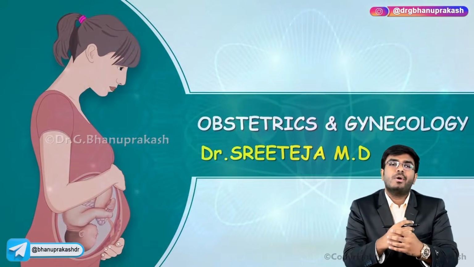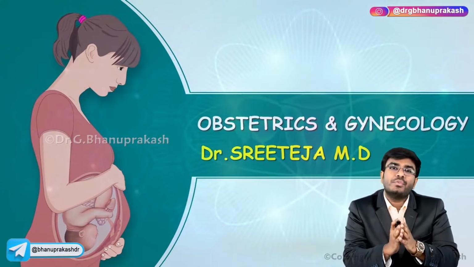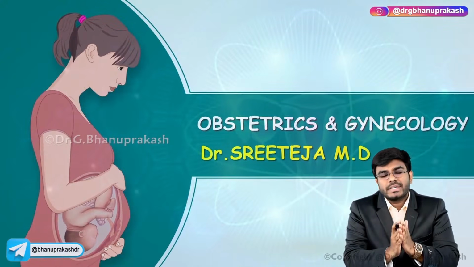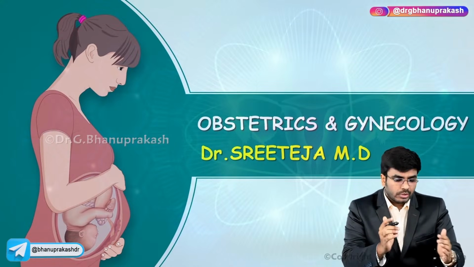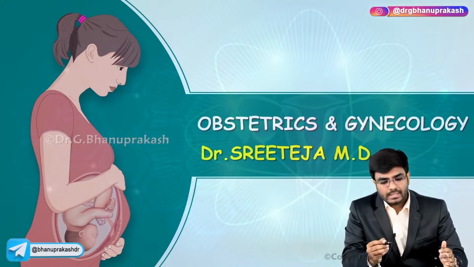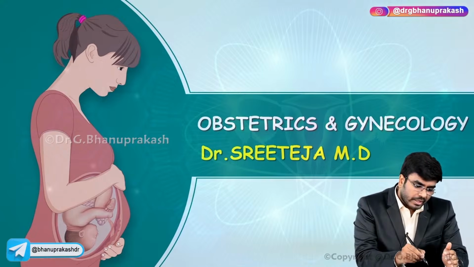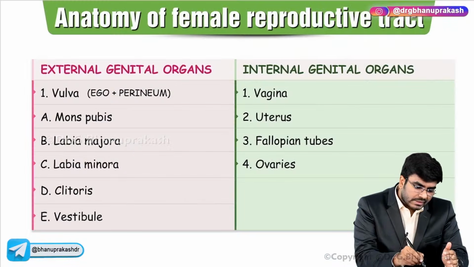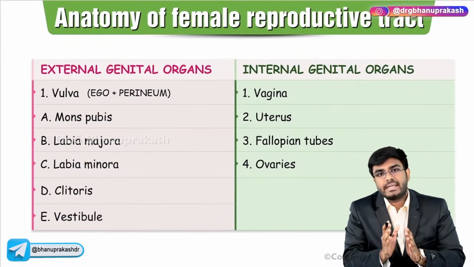Hello students, now we are going to start a series of new lectures on obstetrics and gynecology. In this version 2, we are going to start with the basics again. So, the topic which we are going to discuss today is the anatomy of female reproductive tract. Under anatomy of female reproductive tract, we are going to discuss now about the external genital organs.